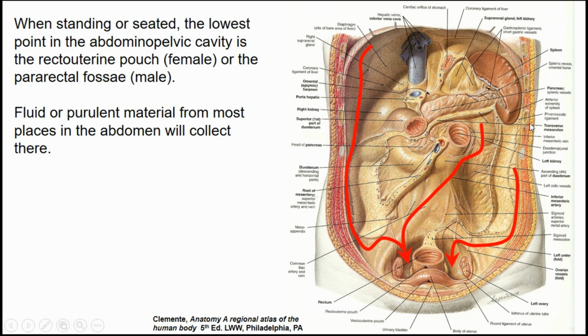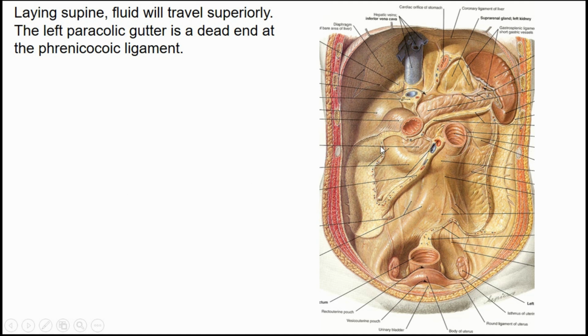And if the fluid is on the left side, it's going to be kind of locked out from going much higher because the spleen has a peritoneal connection to the transverse colon. It stops fluid from going much higher, but fluid on this side, the descending colon, will move laterally down to get to the rectouterine space that way.